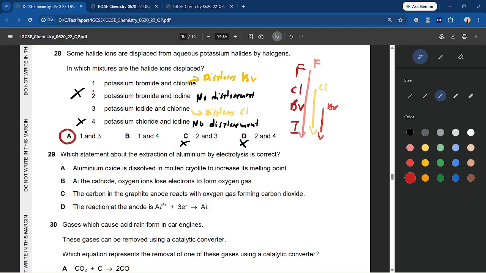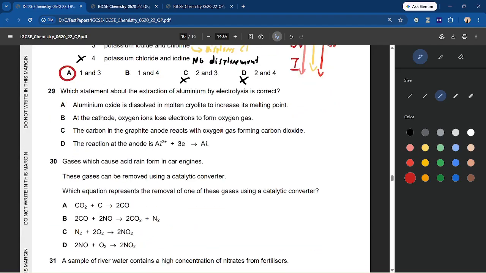29. Which statement about the extraction of aluminum by electrolysis is correct? Aluminum oxide is dissolved in molten cryolite to increase its melting point. Again, it says increase, so this is incorrect. It's used to decrease.